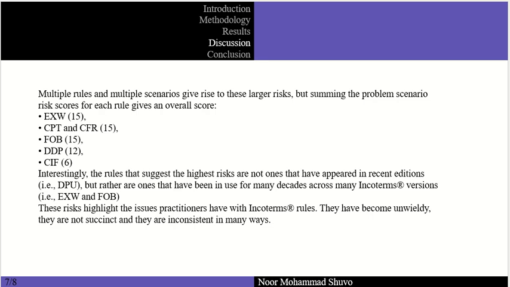In the discussion section, summing up the problem scenario risk score for each of the given rules, the overall score for EXW is 15, for CPT and CFR it is 15, for FOB it is 15 as well, for DDP it is 12, and for CIF it is 6. So interestingly, the rules that suggest the highest risk are not the ones that appeared in recent editions, but rather the ones that have been used for many decades across many Incoterms versions. The risks highlight the issues practitioners have with the Incoterm rules: one, they are unwieldy and not succinct, and two, they are inconsistent in many ways.